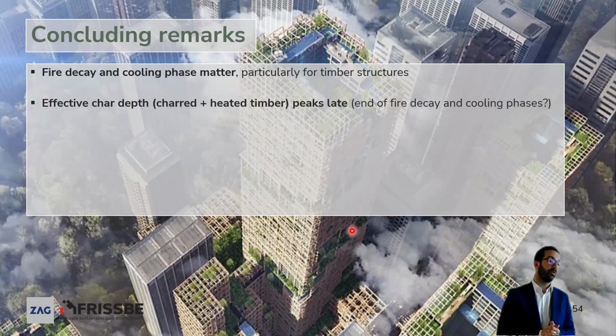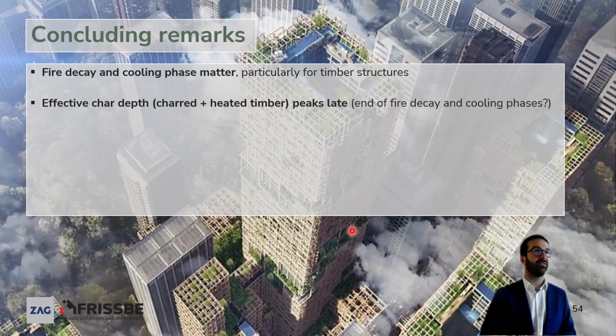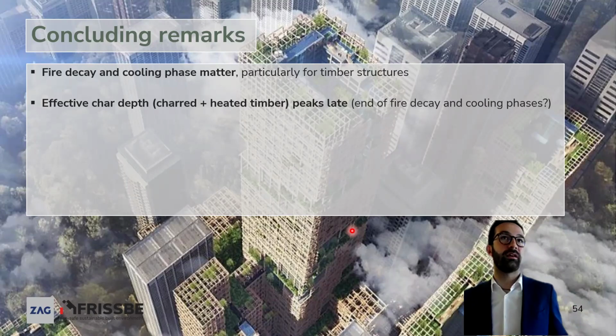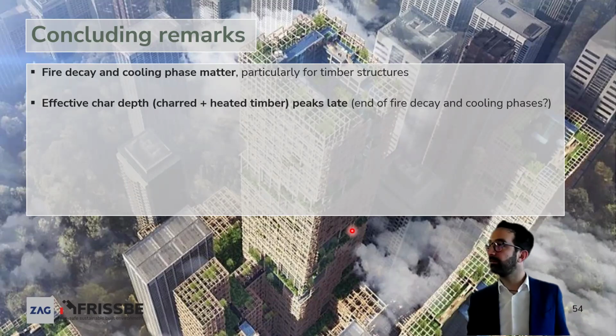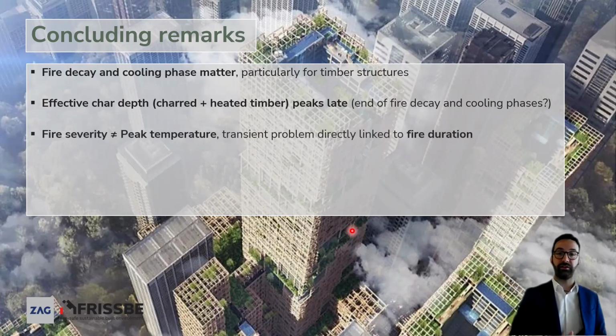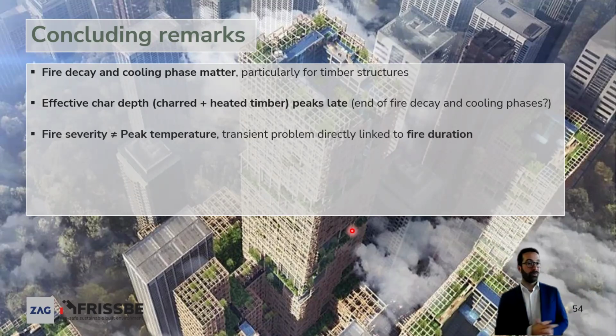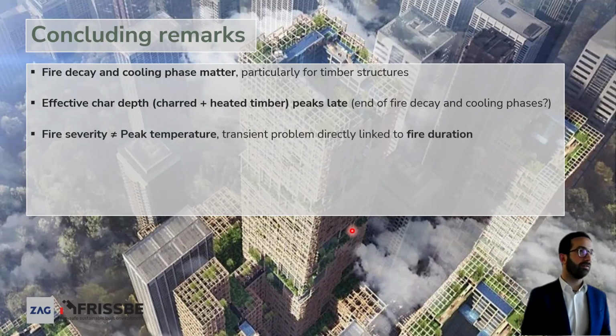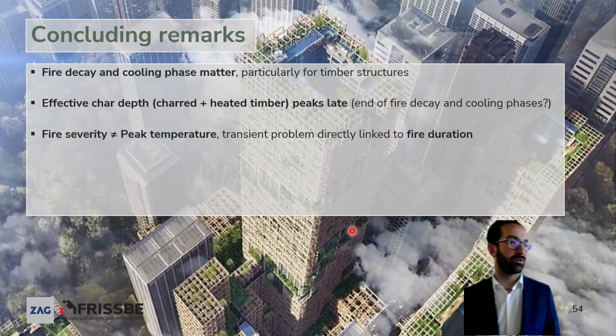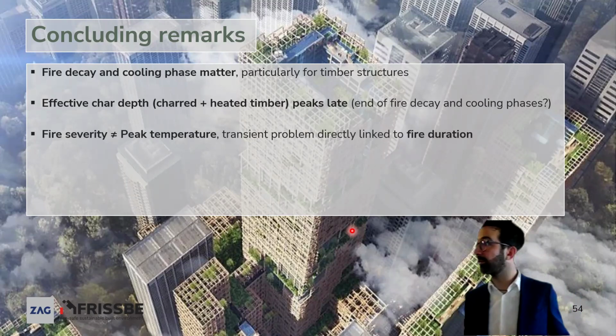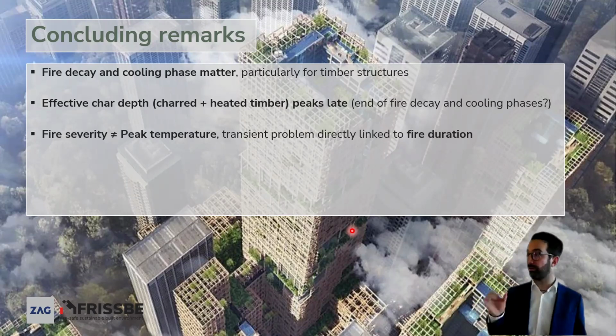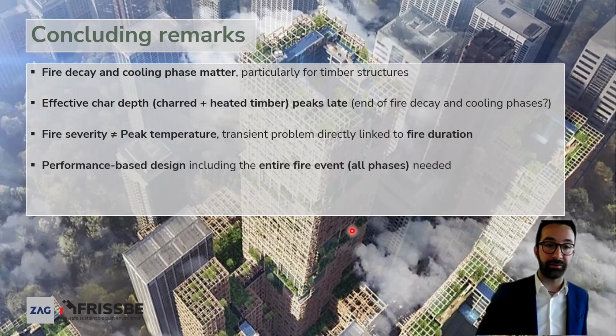Effective char depth, so the area of wood that is affected by the fire, so the char wood and heated timber, actually peaks quite late, and low temperatures are actually very relevant for these values. End of fire decay, end of cooling phase, this is something that we're still researching. If you look at the numerical study, the fire severity is not always related to peak temperature, but what we've seen is that since we are studying a transient problem, there is a direct effect on the fire duration, and this is the most important aspect.